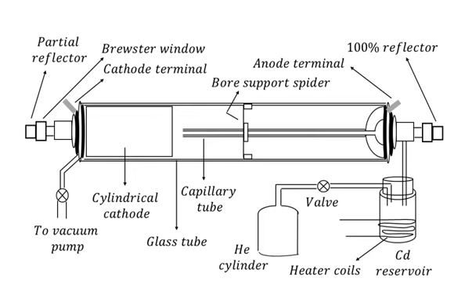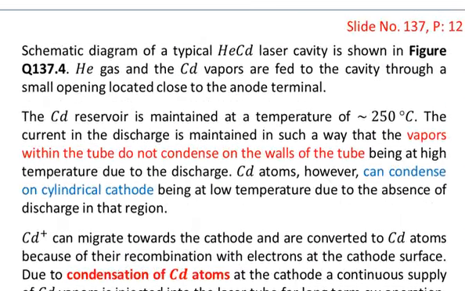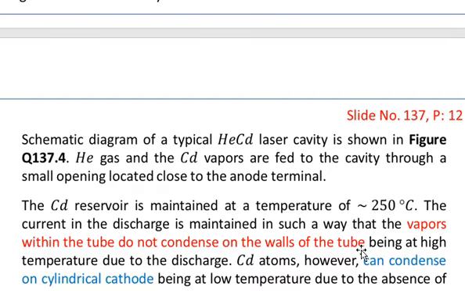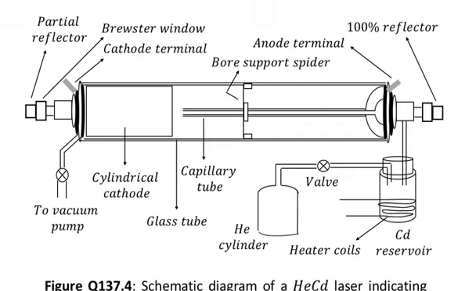And I have also explained all these. Now let's read the text to have more insight into the description of this cavity. Schematic diagram of a typical helium-cadmium laser cavity is shown in figure number 4. Helium gas and the cadmium vapors are fed to the cavity through a small opening located close to the anode terminal, which I have shown you over here. So you can see that the helium gas and the cadmium vapors are fed through the opening very close to the anode terminal.